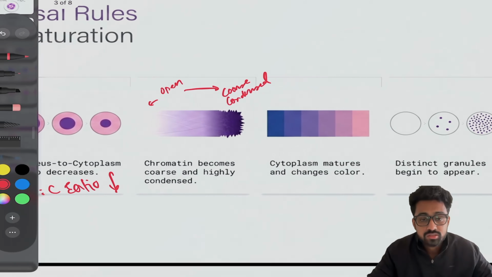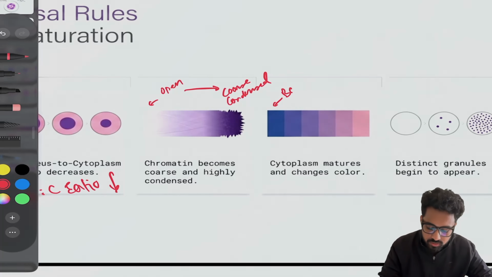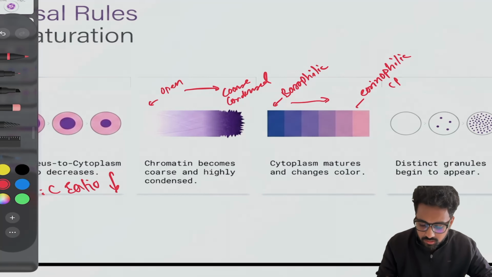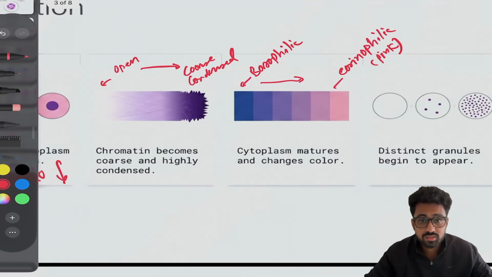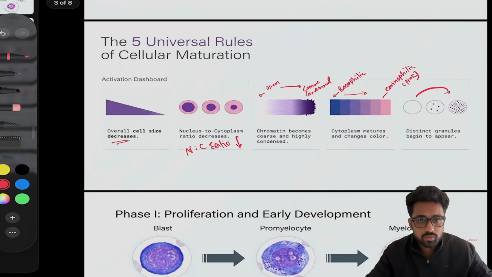Next, cytoplasm matures and changes in color. Here you can see a basophilic cytoplasm, and as it matures it becomes eosinophilic, that is pink in color. Lastly, distinct granules begin to appear in the cytoplasm of the cells, which we will learn further ahead. So remember these 5 rules of cellular maturation.